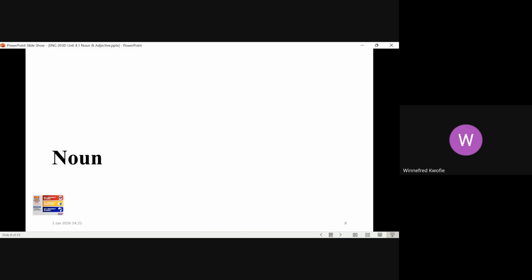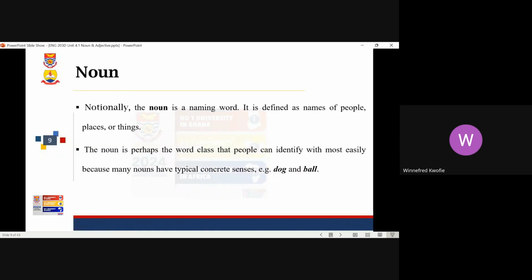So we want to look at each of them. We'll be starting with a noun. So like we've been doing always, I'll be moving along the line. If you have any question, you raise your hand and then I can respond to your question. So we're starting with a noun.